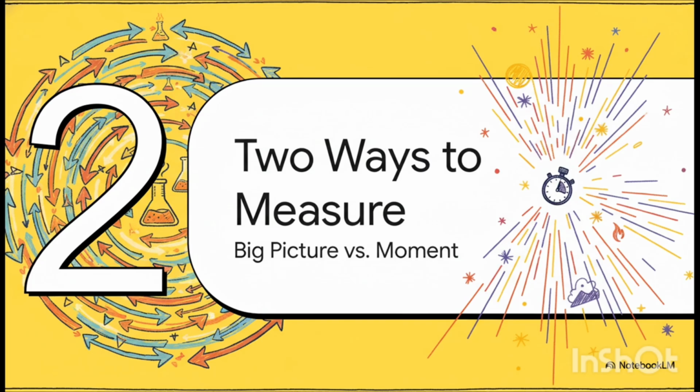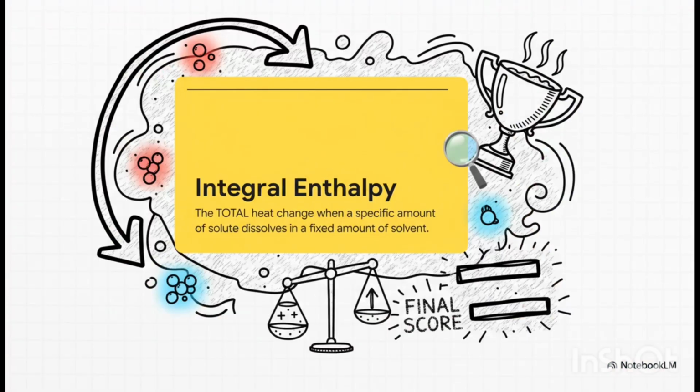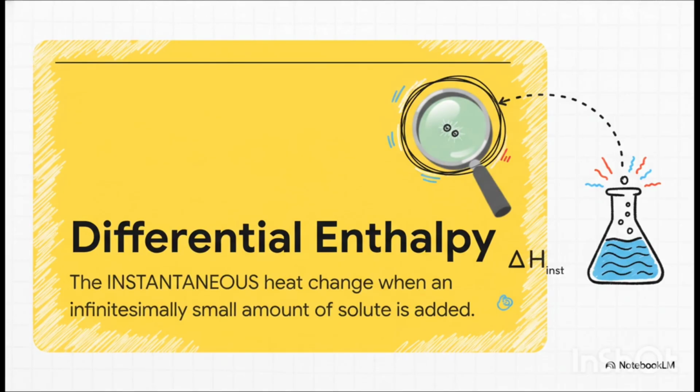So we know there's a total heat change going on, but there are 2 really important ways we can measure it, and they give us totally different kinds of information. You've got the big picture view, and then you've got the single moment snapshot. First up, we have the integral enthalpy of solution. Just think of this as the grand total. It's the overall heat change you get when you dissolve a certain amount of stuff. It's the final result of that whole energy tug of war. And then there's the other one, the differential enthalpy. This one isn't the total, it's the instantaneous heat change. It answers a very specific question. At this exact concentration, right now, what's the energy effect of adding just one more tiny particle?